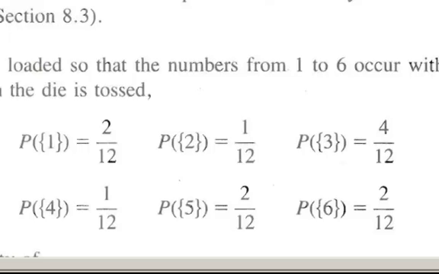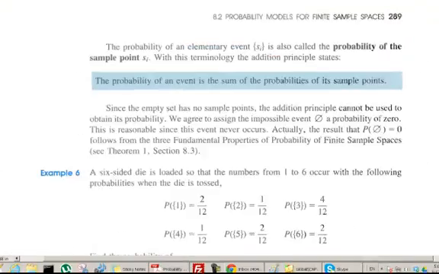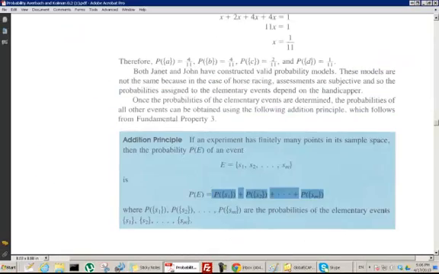They use this language. The probability of an elementary event S sub i is also called the probability of the sample point S sub i. With this terminology, the addition principle states that the probability of an event is the sum of the probabilities of its sample points, which is just what we said right here. The probability of an event is the sum of the probabilities of its sample points.